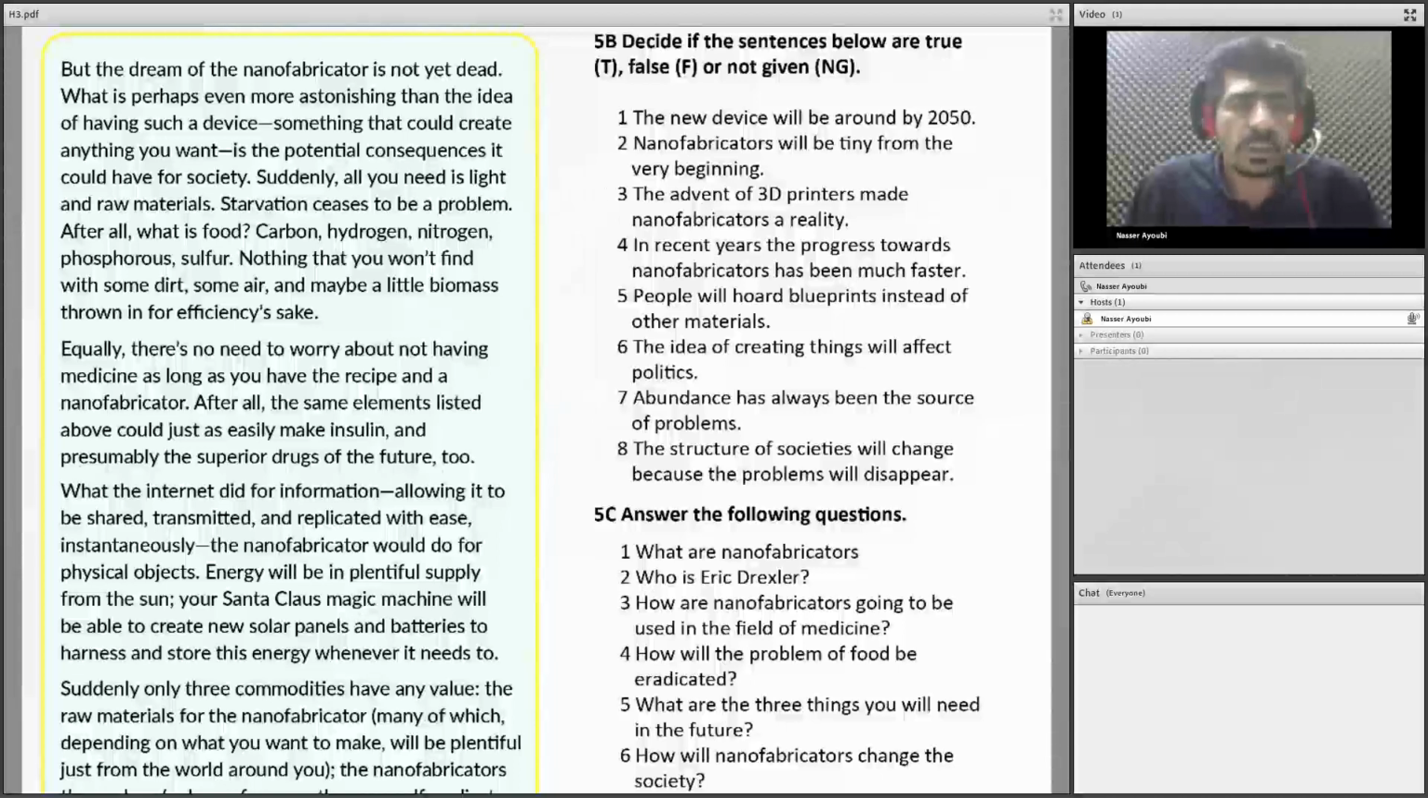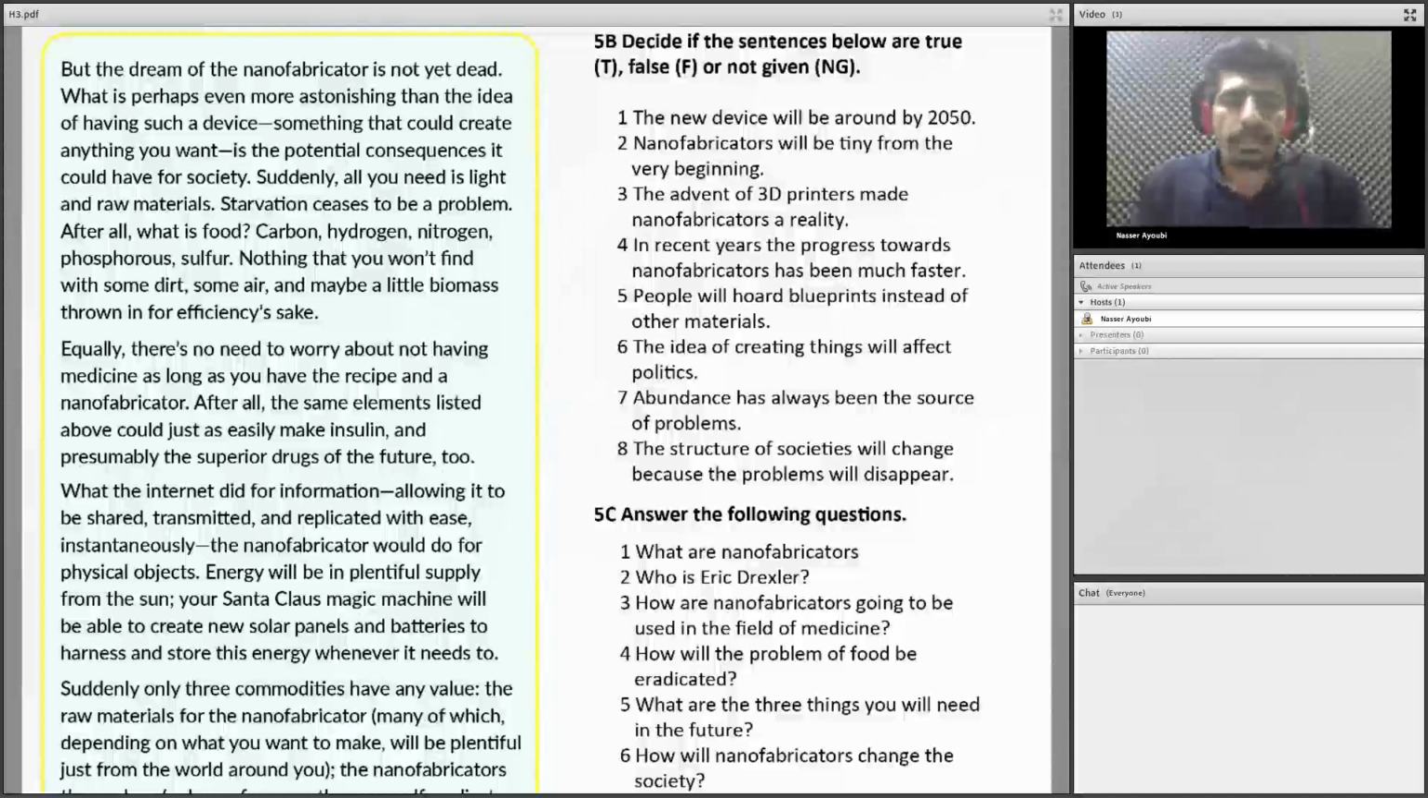After all, what is food? Carbon, hydrogen, nitrogen, phosphorus, sulfur. Nothing that you won't find with some dirt, some air, and maybe a little biomass thrown in for efficiency's sake.